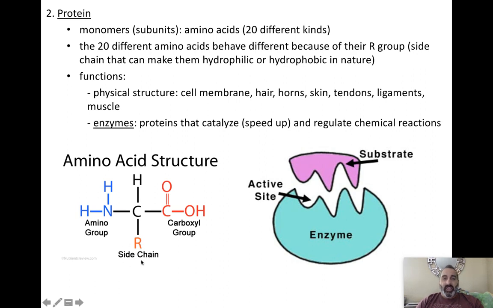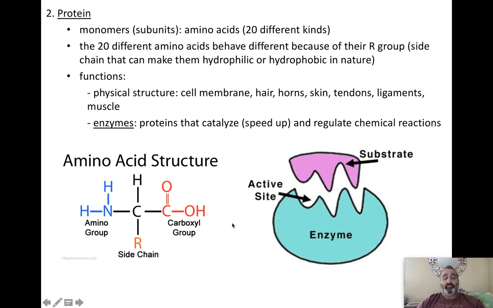Well, what makes these side chains different? Well, some of these amino acids have a hydrophilic side chain. Some of them have a hydrophobic side chain. So because they have different side chains, they're almost like Lego pieces of different shapes and different sizes, and they can do different things, and they can behave differently depending on whether they're hydrophilic or whether they're hydrophobic. So the R group determines how they behave, basically, for the most part.